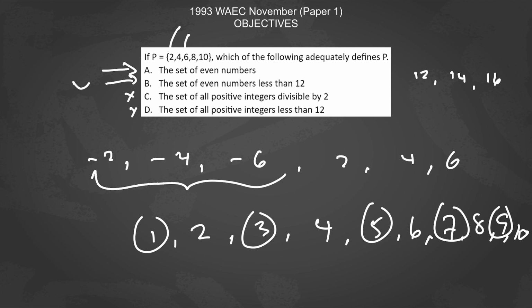Although, if we think about option B, the fact that 0 is not included in the set is an issue, because 0 is also an even number that is less than 12. Still, of these 4 options, option B best, or most adequately, describes the set P compared to the rest.